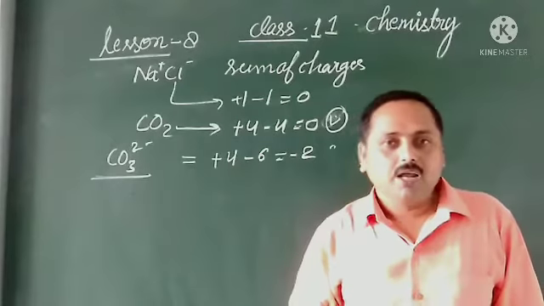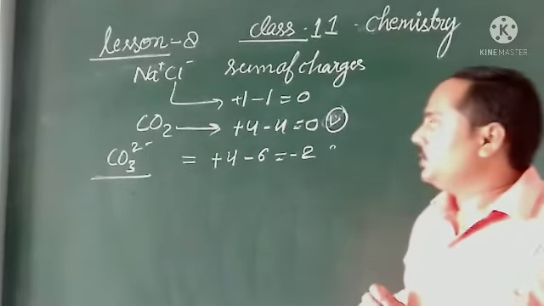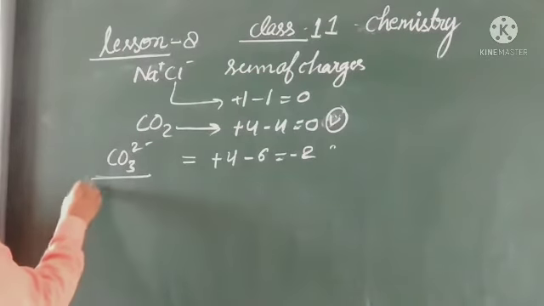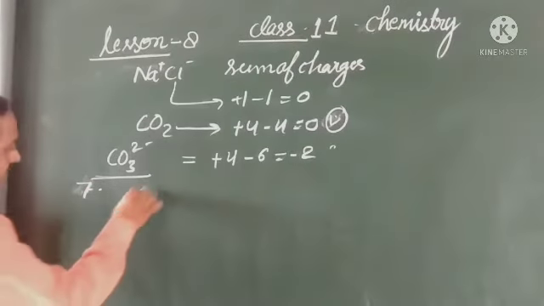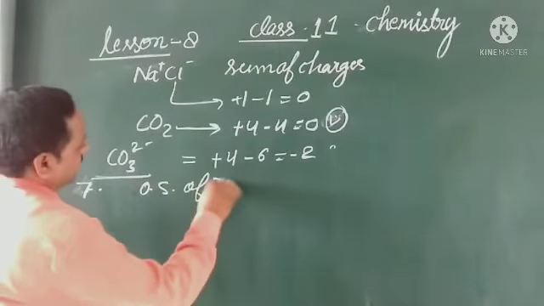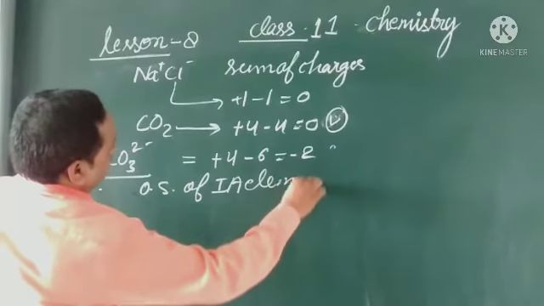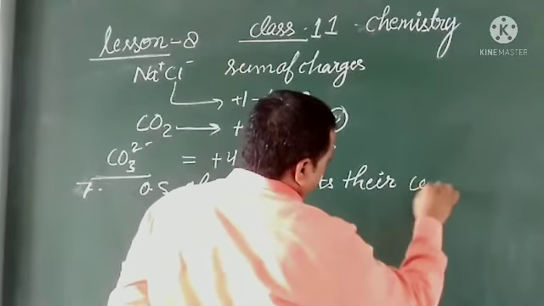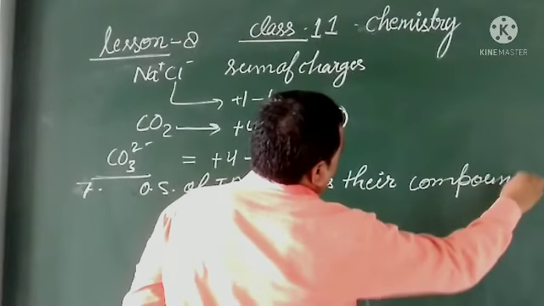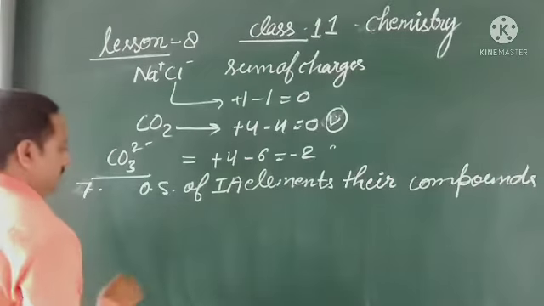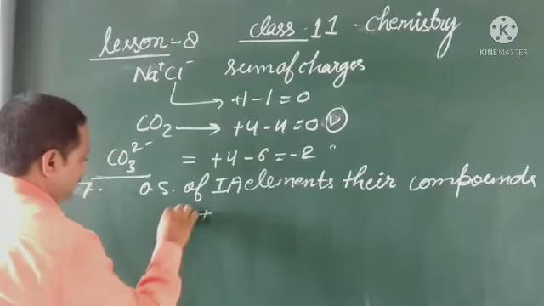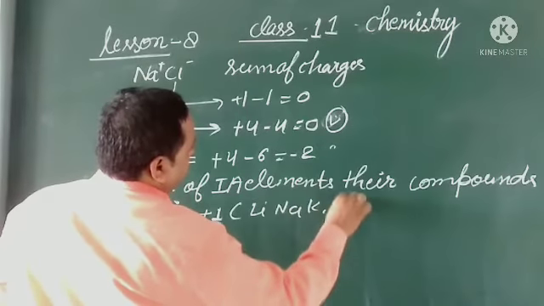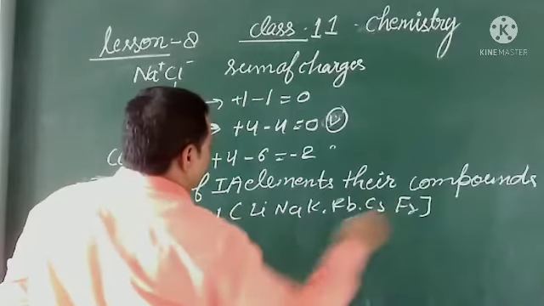I will give some example, then the things will be clear. Okay students, so other points I would like to tell you: the sixth point, seventh point, the oxidation state of first A group elements in their compounds is plus 1, like lithium, sodium, potassium, rubidium, cesium and francium. So you can learn a little.